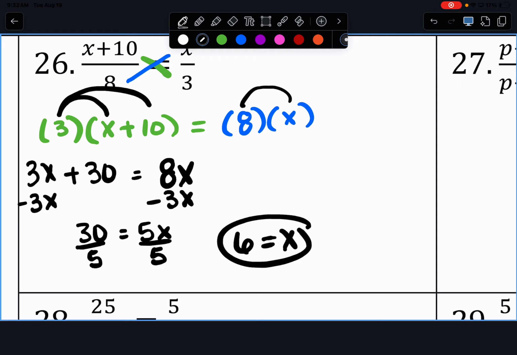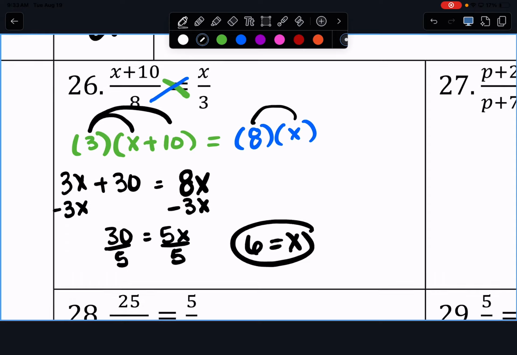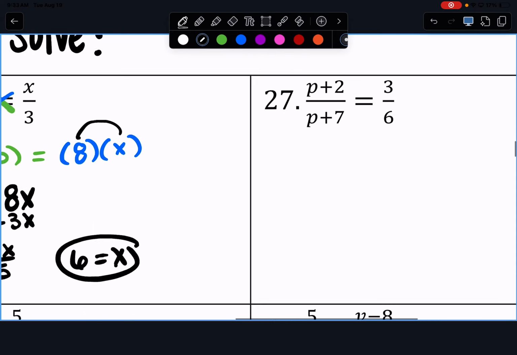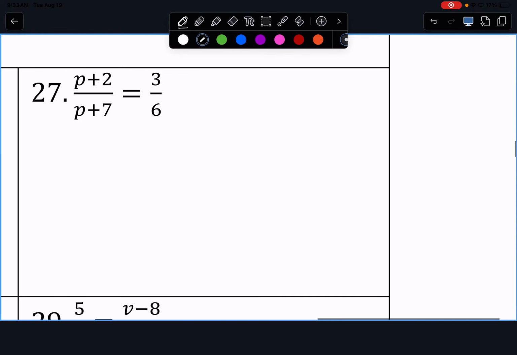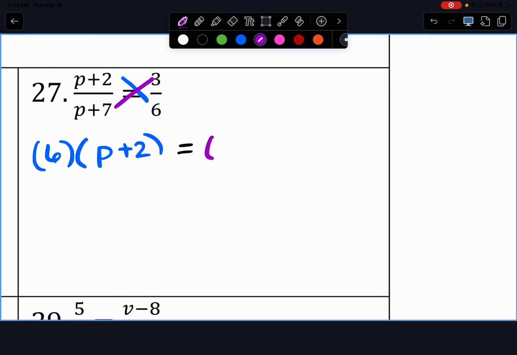All right, let's go ahead and look at 27 now. Okay, we're gonna do the same thing for 27. We're gonna start and we're gonna do 6 times p plus 2 is equal to 3 times p plus 7. The order we write that in does not matter. I just always put the number first just because that's typically what it looks like when we distribute.